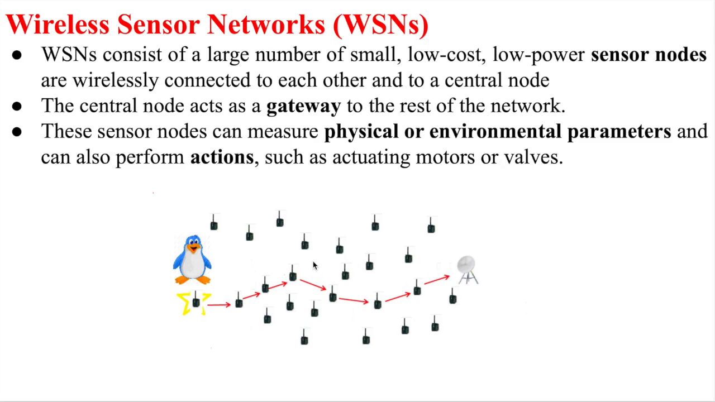And what is the role of these sensor nodes? Why have we deployed them? To measure physical or environmental parameters. We will see the difference between these two and in which case which one is suitable. But yes, they measure either physical parameters or environmental parameters for some action.